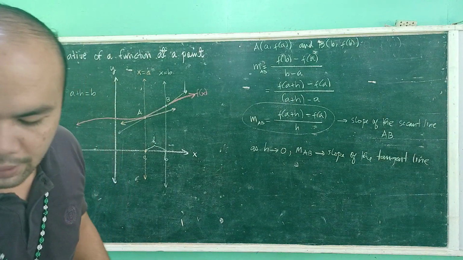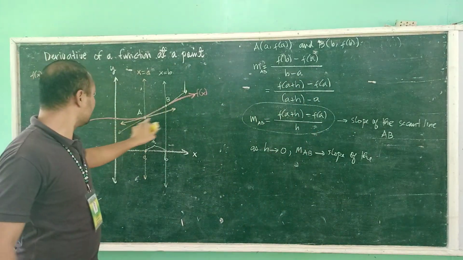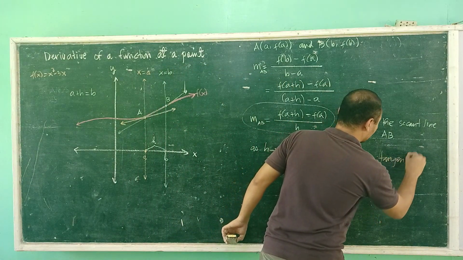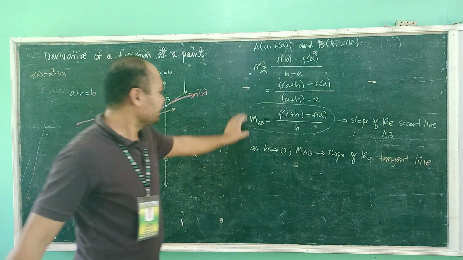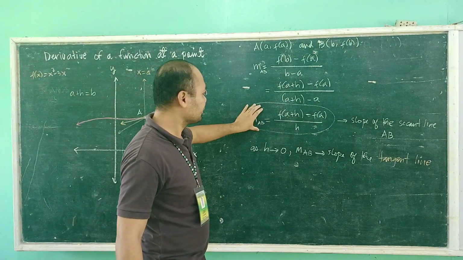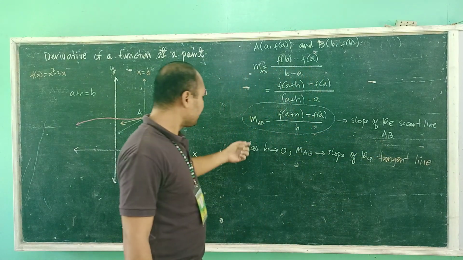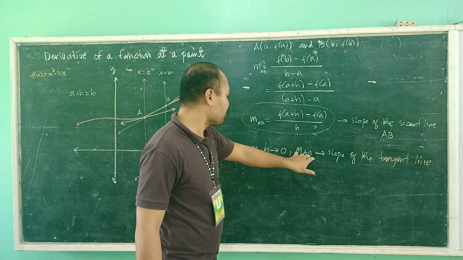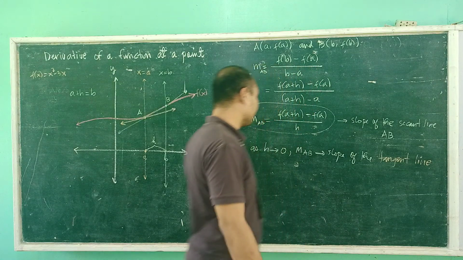Slope of the tangent line, the orange line. This is the slope of the tangent line. The slope of the second line ab, if you allow your h to approach 0, will become the slope of the tangent line.